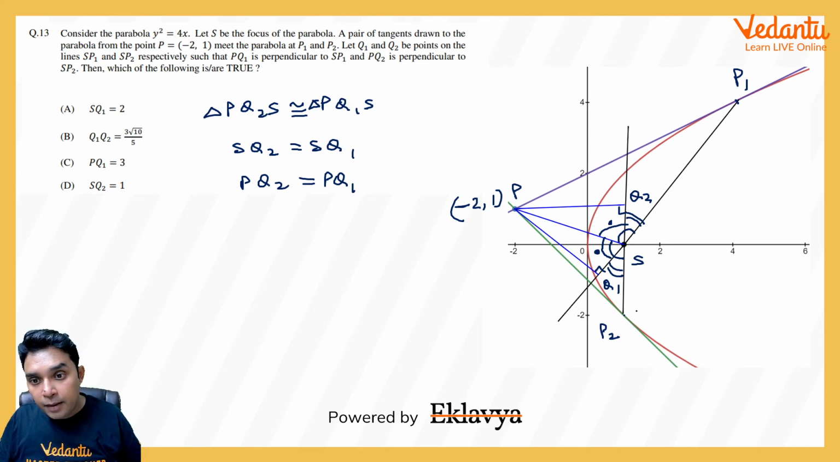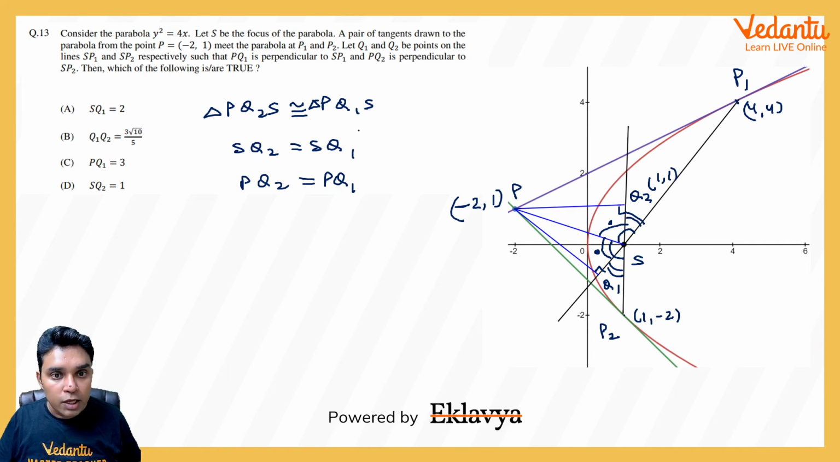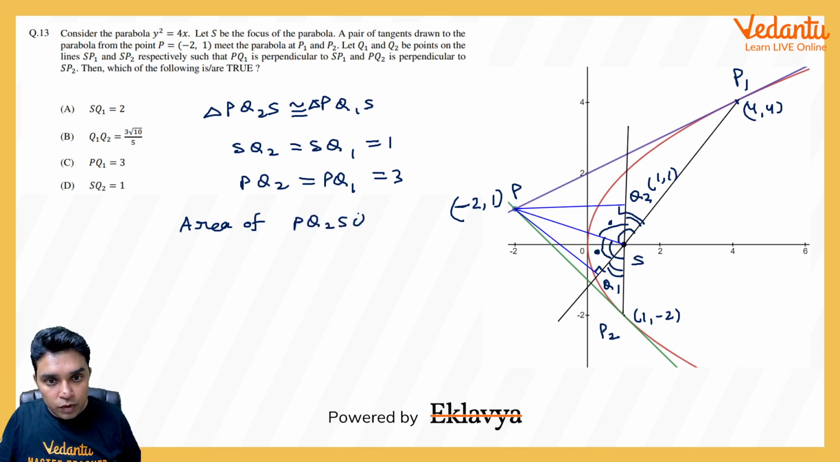Okay, now once again P2, P1 we have to find, which we got as 4 comma 4 and 1 comma minus 2. Okay, and using that Q2 can be found easily, that we have got 1 comma 1. So only one of them, SQ2 is to be found, that will be 1. Similarly PQ2 is to be found, that will be 3. Okay, now we have to find Q1 Q2. Now to find Q1 Q2, what we can do, please listen carefully. I can write area of this quadrilateral, or you can say a kite also, this PQ2SQ1 in two ways.